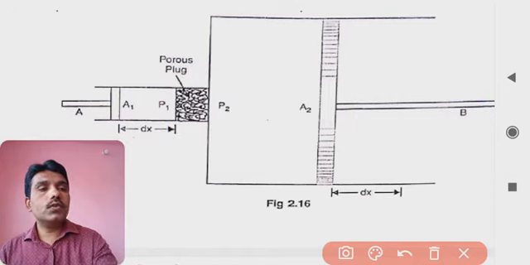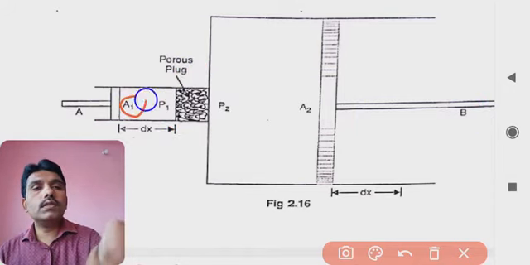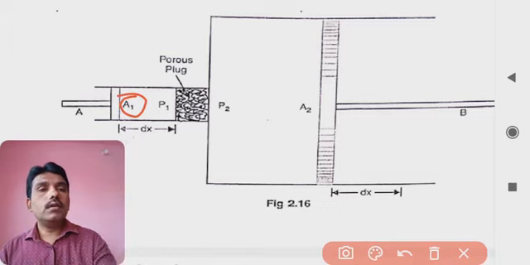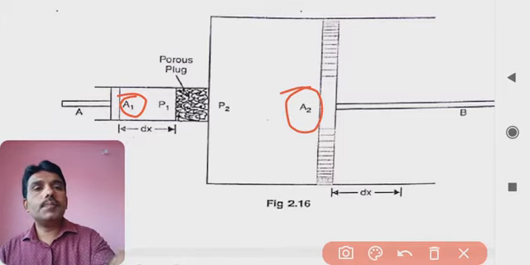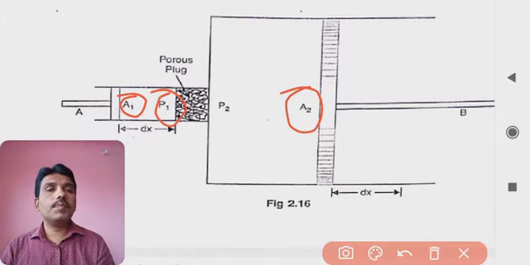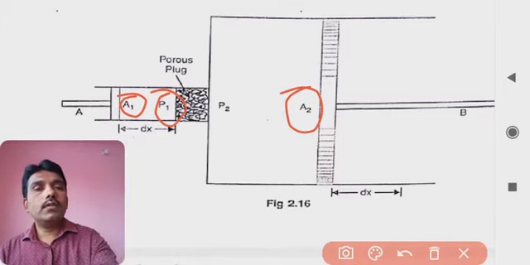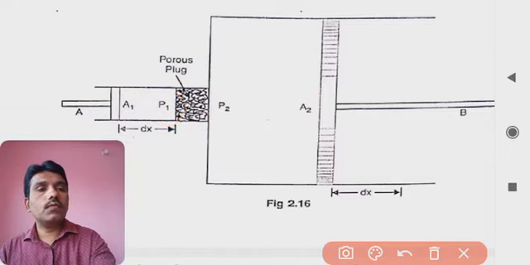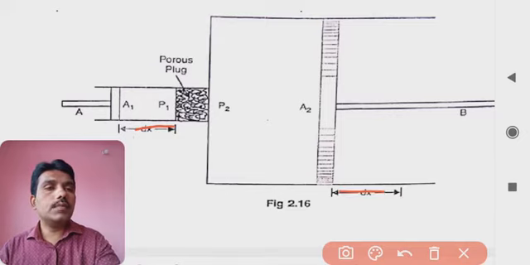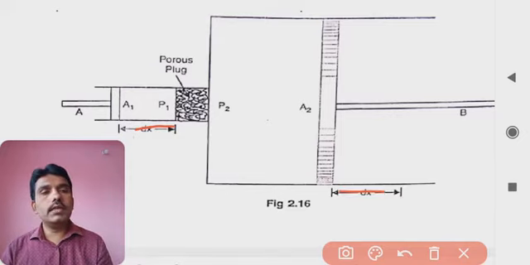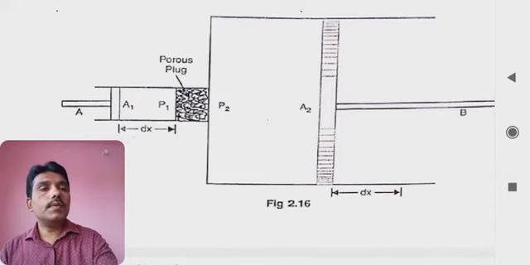As far as the left hand side is concerned, the area for this tube is A1 and for the right hand side the area is A2. The pressure at this stage is P1 at A1, and whatever the pressure at the B side is P2. If I push this A piston a smaller distance dx, the right hand side piston will move dx distance in the same way. So this is the experimental setup.